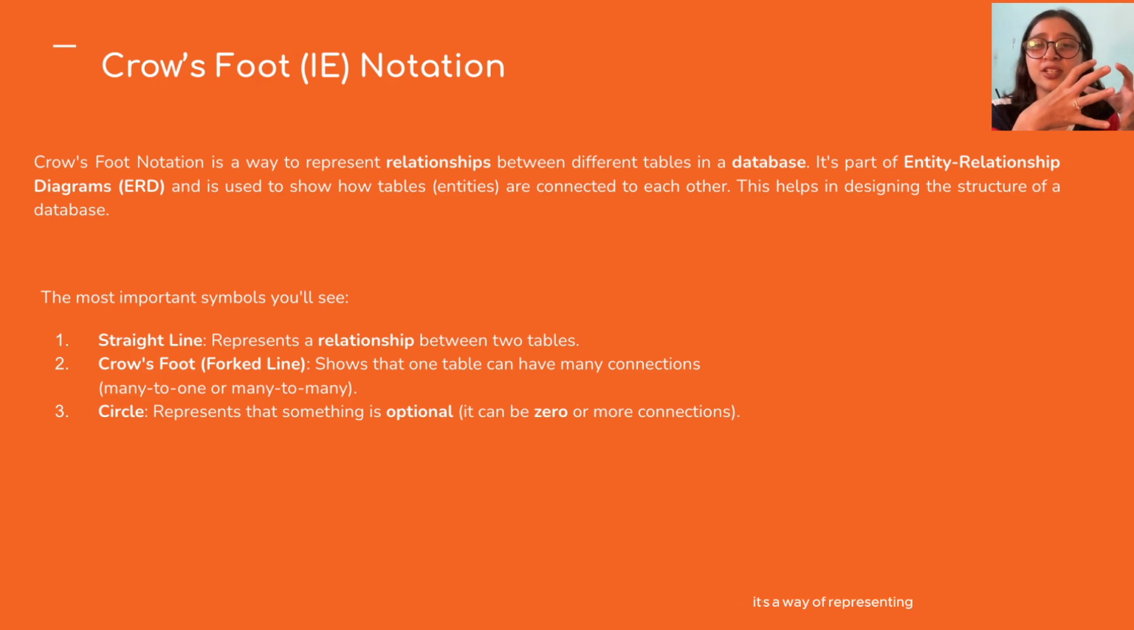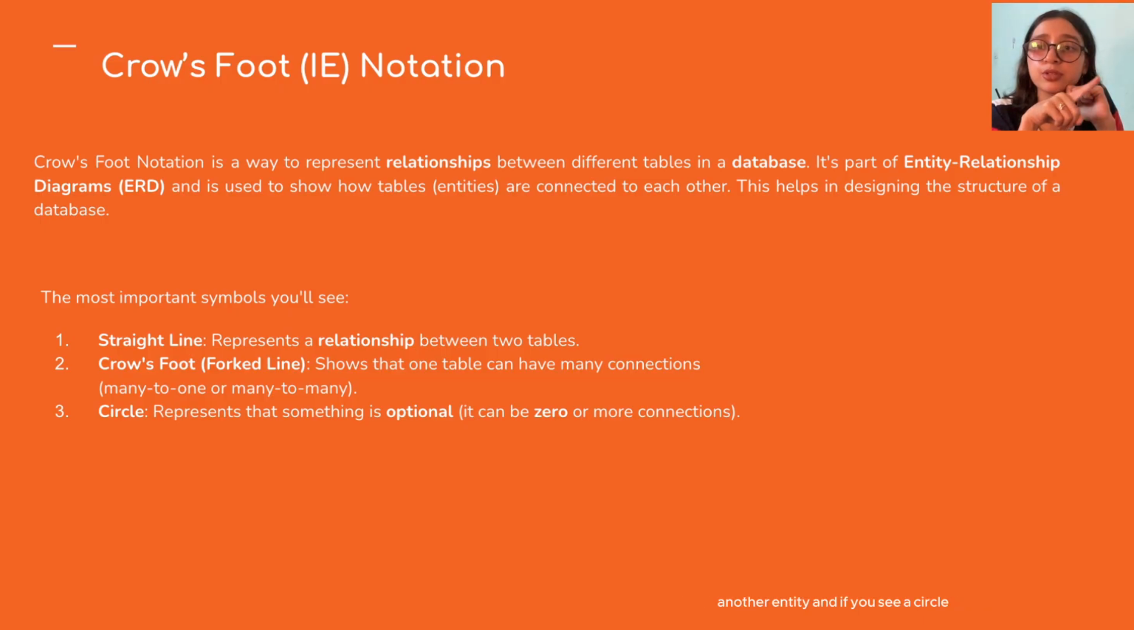It's a way of representing relationships between different tables, different entities in a database. It's part of the ERD, and it shows how tables or entities are connected to each other. Before I show you what kind of notation crow's foot has, remember, a straight line represents the relationship between two entities. Crow's foot: imagine what a crow's foot looks like, something like a forked shape, right? Yes, the forked line shows how many connections one entity has with another entity.